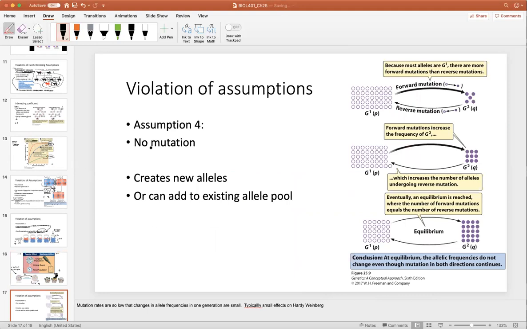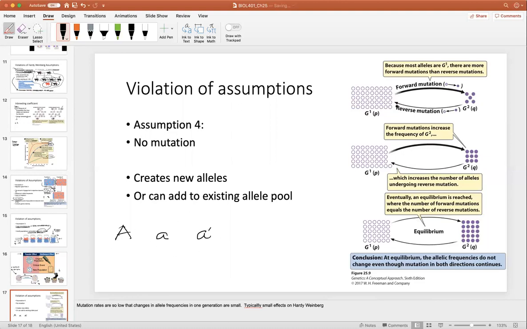The next assumption I want to talk about is mutation, and I'm not going to say a whole lot about mutation, but it makes sense that let's say we have allele big A and we have allele little a. You can imagine that a mutation can come along and it might create a third allele, maybe A prime, right? Because we end up with a whole other allele.